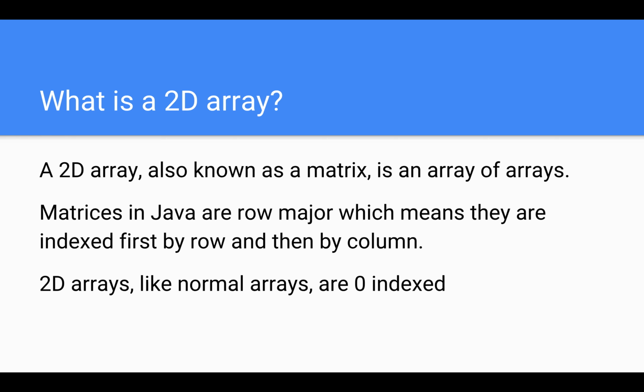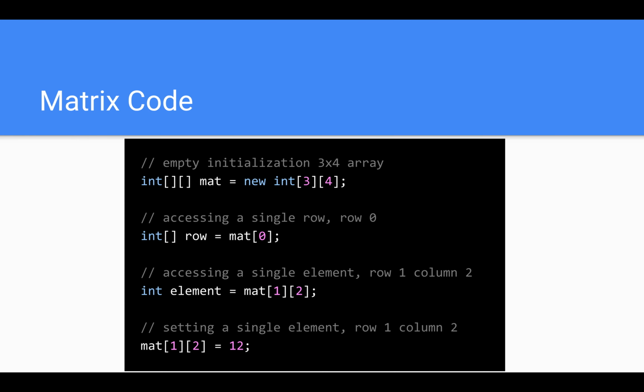What is a 2D array? A 2D array, also known as a matrix, is an array of arrays. Matrices in Java are row major, which means they are indexed first by row and then by column. 2D arrays, like normal arrays, are zero indexed.